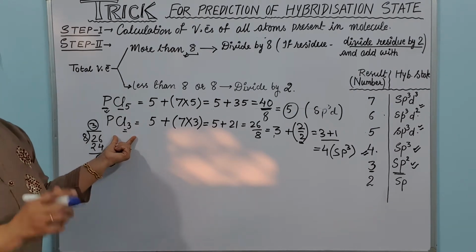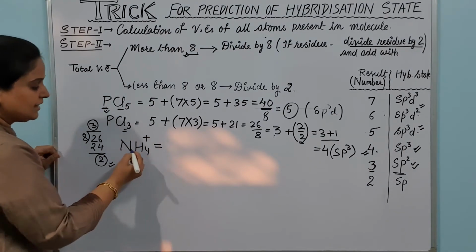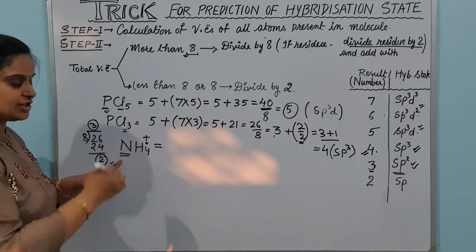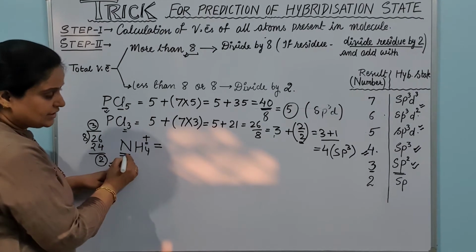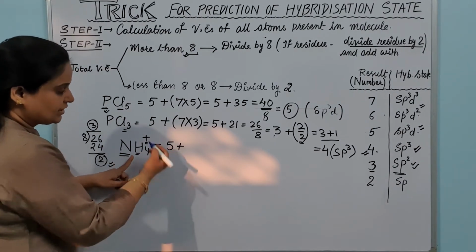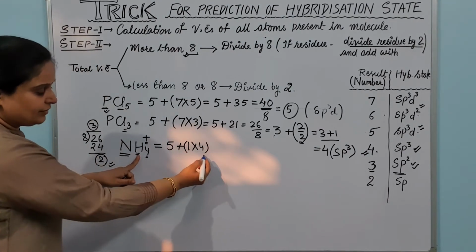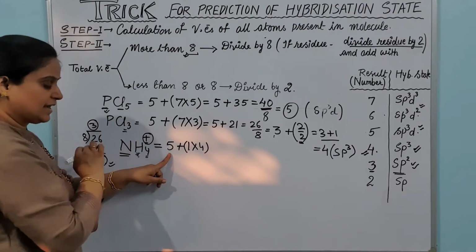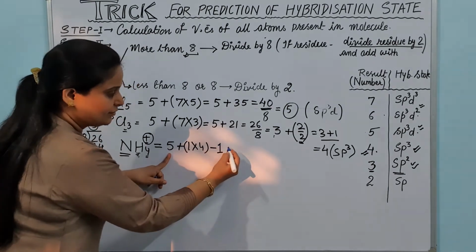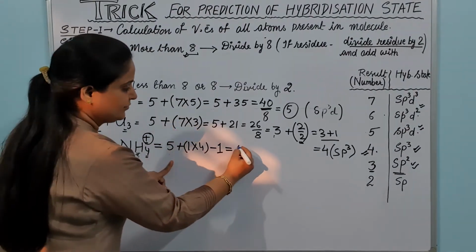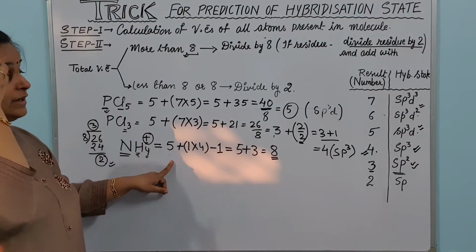Let's take one more example, and another example is NH4 plus. In NH4 plus I am going to get the hybridization state of nitrogen. So what is the total number of valence electrons? Nitrogen contains 5 electrons. One hydrogen contains 1 electron. There are 4 hydrogens. But as you can see here, this is a cation. That means 1 electron is taken away, so I am reducing 1 electron. So the answer is 5 plus 3, that is 8. Now this time I am getting 8 electrons as my answer.